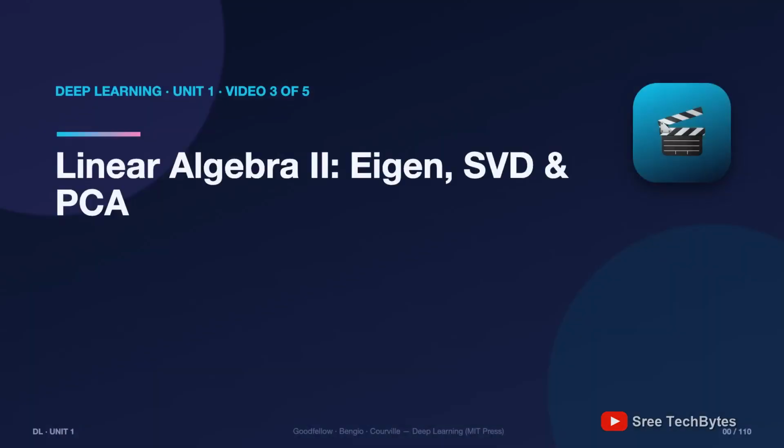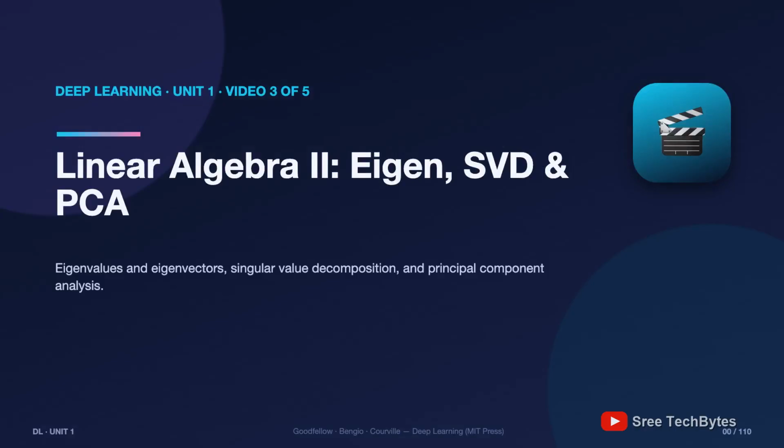Welcome to video 3 of 5: The Crown Jewels of Linear Algebra. 3 legendary techniques await: Eigen decomposition, where matrices reveal their secret directions; singular value decomposition, a tool that works on any matrix and once won the Netflix prize; and principal component analysis, PCA, the 4-step recipe that compresses data while keeping what matters.